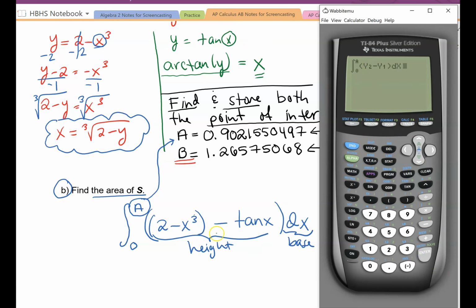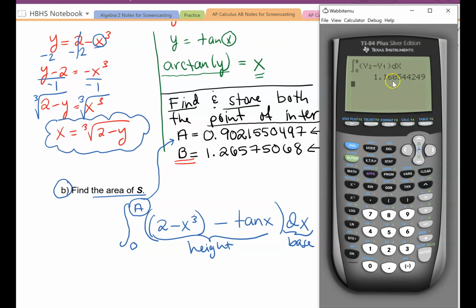Now, these equations were not very complicated, so it would not be hard to just type them in here. But this is just handy in a situation where your equations maybe are more complicated and you don't want to have to keep retyping them in. But anyway, you can just call up both of those functions here and then hit enter, and it'll give you your answer for your area here.